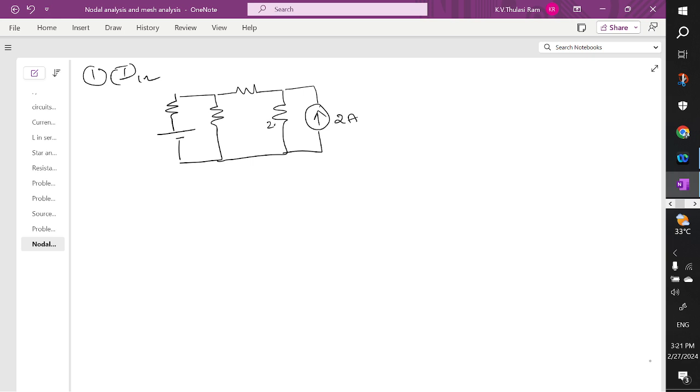This is of 2 ohms. This is also 2 ohms. This is of 1 ohm. This is of 2 ohm. This is of 5 volts. So he is asking us to find the current in this branch.